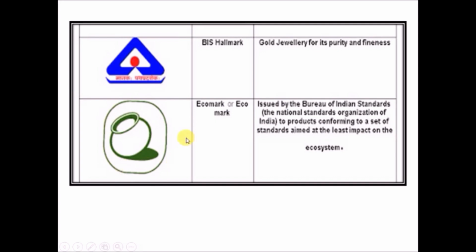Then this mark is Eco mark. Again, this mark is also issued by Bureau of Indian Standards to the products conforming to a set of standards aimed at least impact on ecosystem. So basically, if a particular product is eco-friendly when it is being produced and when it will be disposed, to such goods, Government of India gave a mark called Eco mark. So whenever you are buying certain products, you should always look for these standardized marks, which ensures that the products are of good quality.